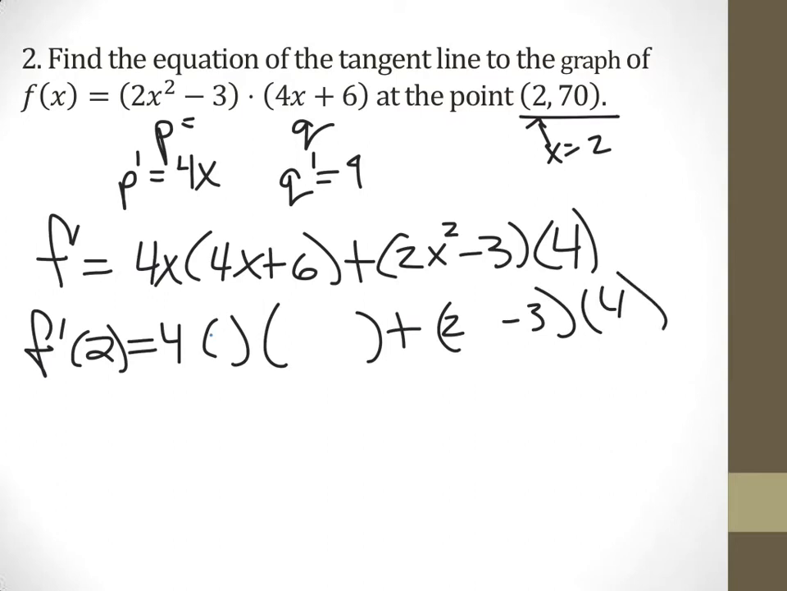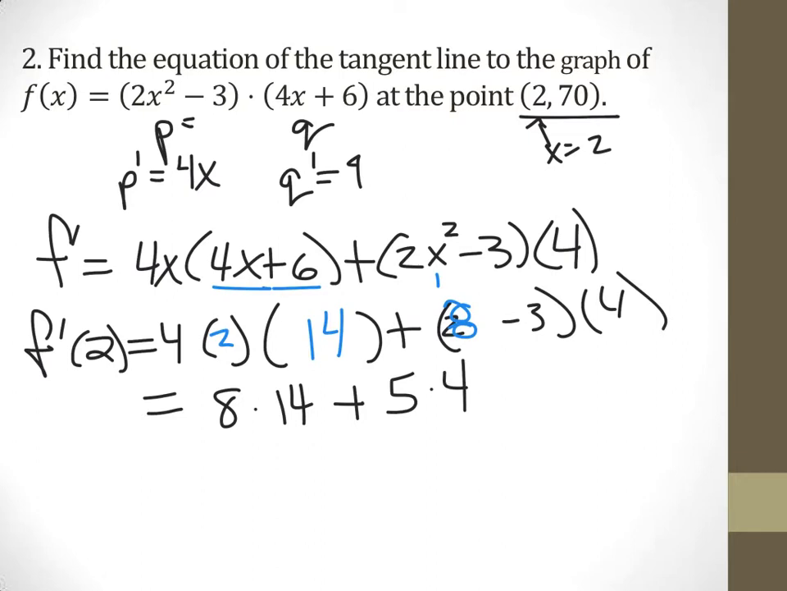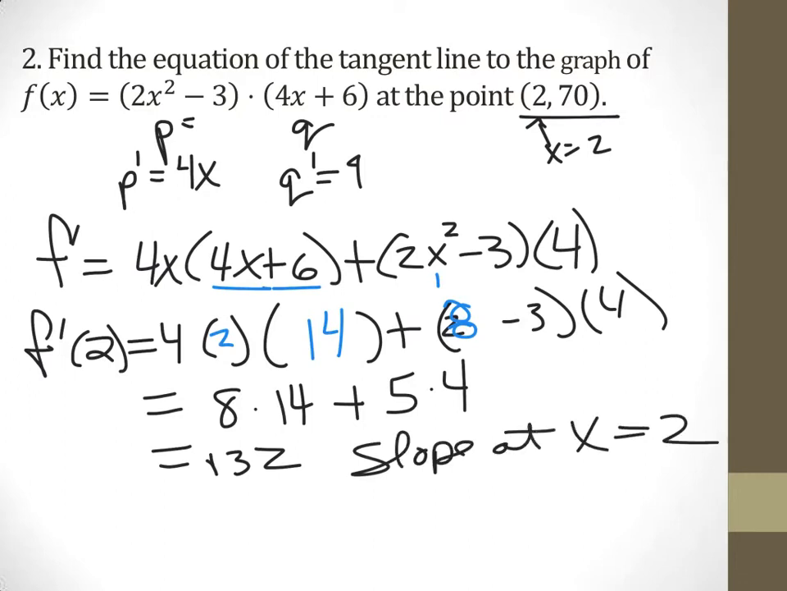So it's 4 times 2, and then here 4 times 2 is 8 plus 6 is 14. And then here 2 squared is 4 times 2 is 8, we'll just put an 8 here. So that gives us, I'm just doing the arithmetic, 8 times 14 plus 5 times 4, and when you multiply those out, you get 132. That is the slope at x equals 2, because that's the derivative evaluated at x equals 2.